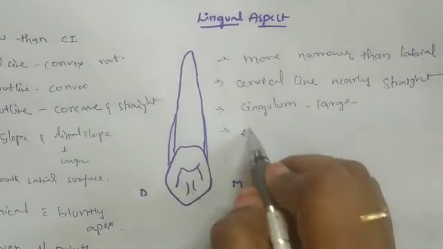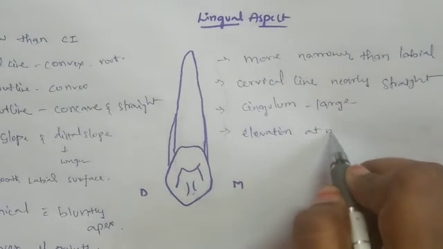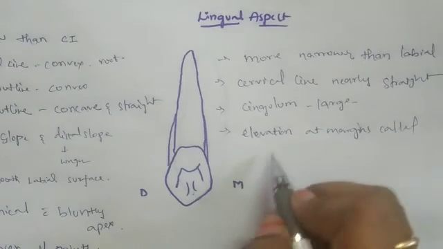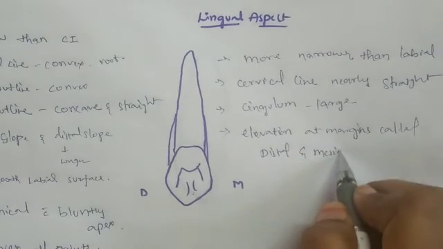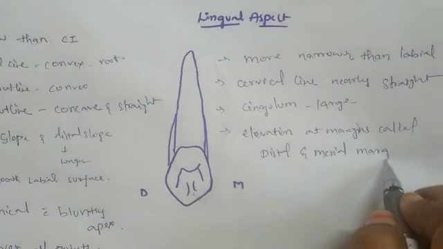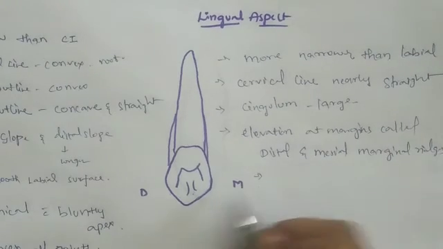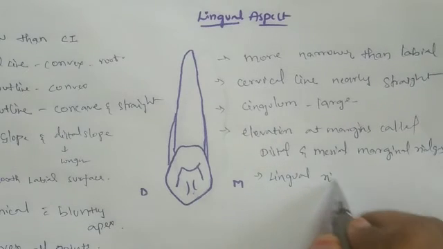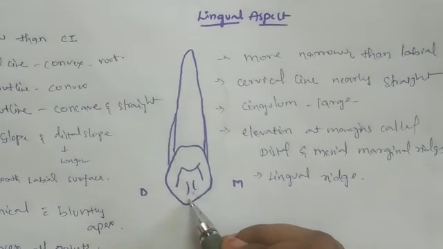So there is an elevation at the margins called the distal and mesial marginal ridges, and centrally the lingual ridge. This is coming from the cingulum till the cusp tip.